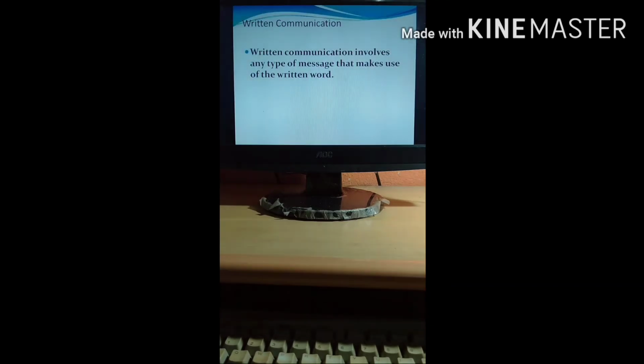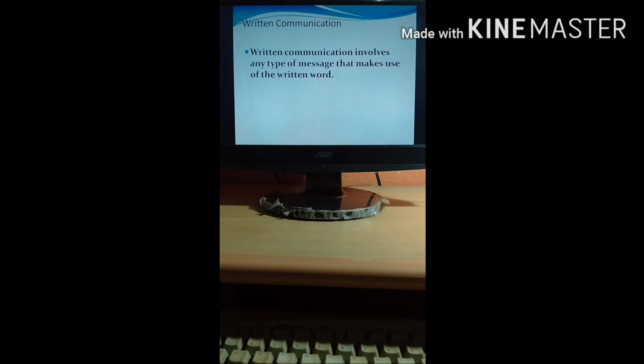Now in the next slide we will talk about written communication. Written communication involves any type of message that makes use of written words. It means if we are communicating with another person in writing, this communication will be called written communication. Suppose these days we use WhatsApp, Facebook Messenger, or even we write a letter to give such information to another person. That communication will be called written communication.